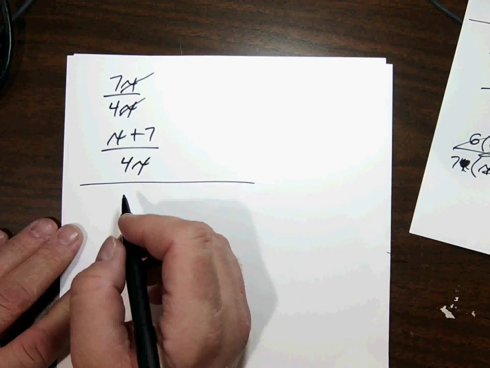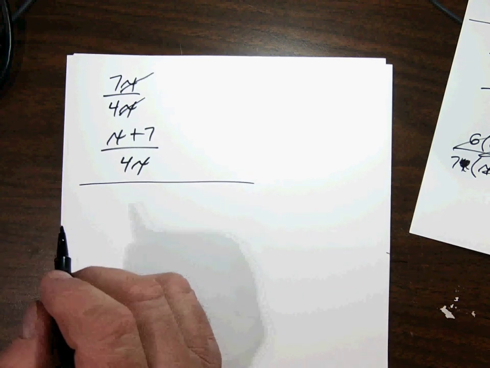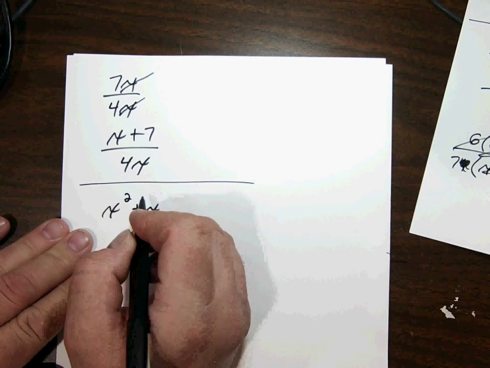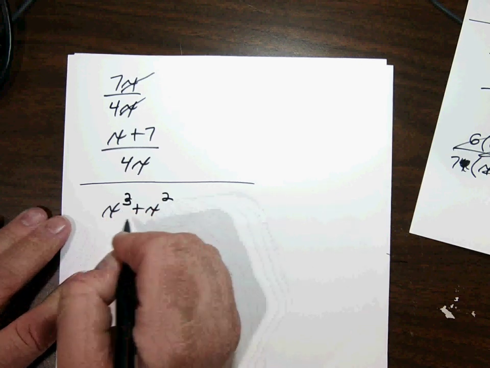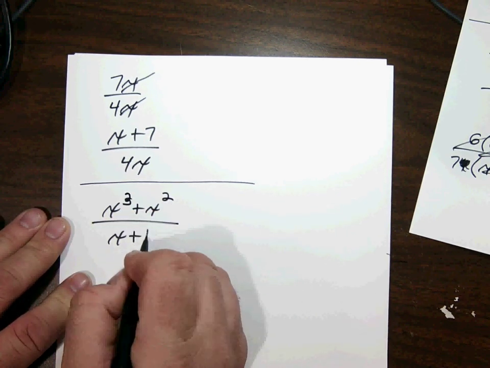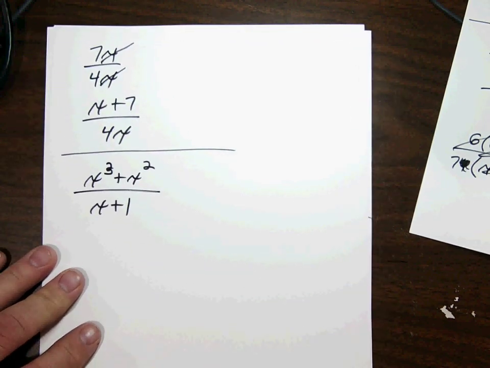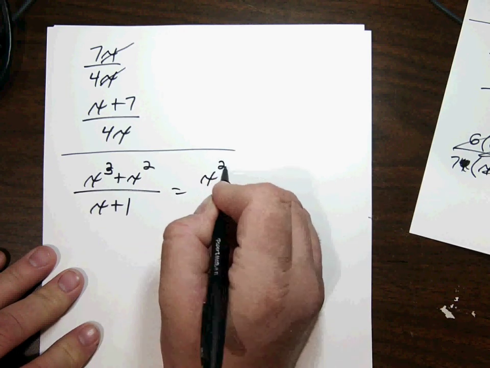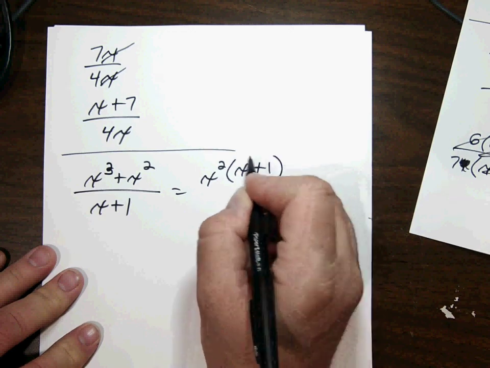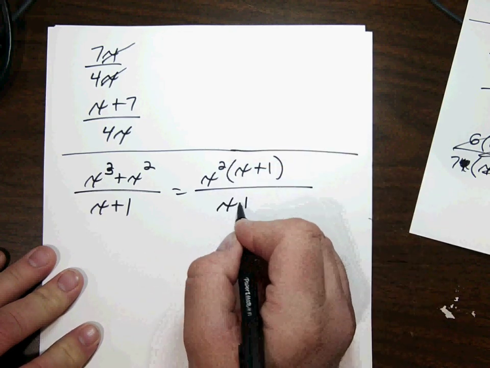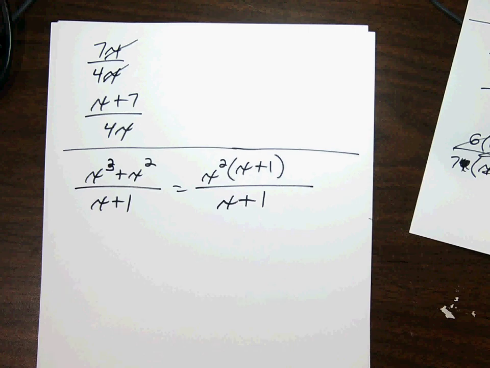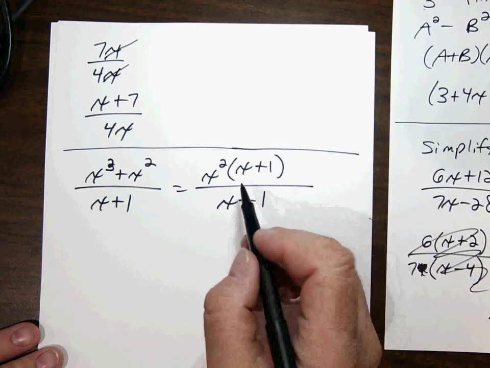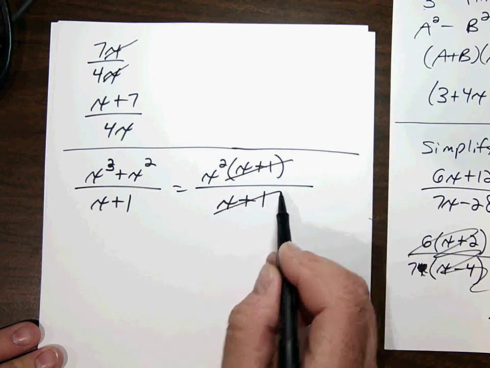Let's look at this one. What if I have x cubed plus x squared divided by x plus 1? What can I factor out of that numerator? I could factor an x squared out of the numerator, and that'll leave me with an x plus 1. And then I had an x plus 1 on the denominator. Now I'm going to do something that seems like I violated my own little statement about the plus sign. I'm going to cancel this and cancel that.